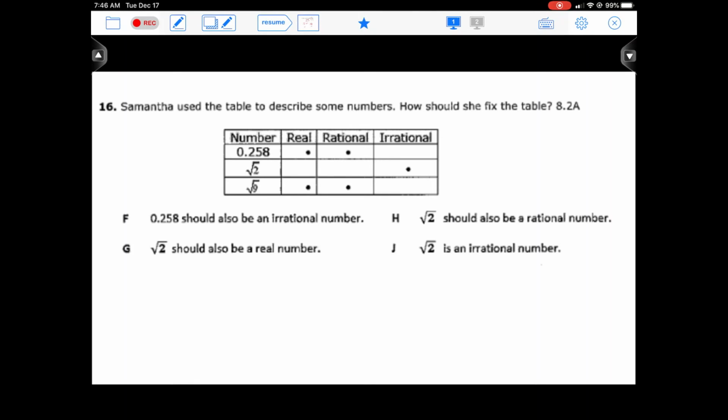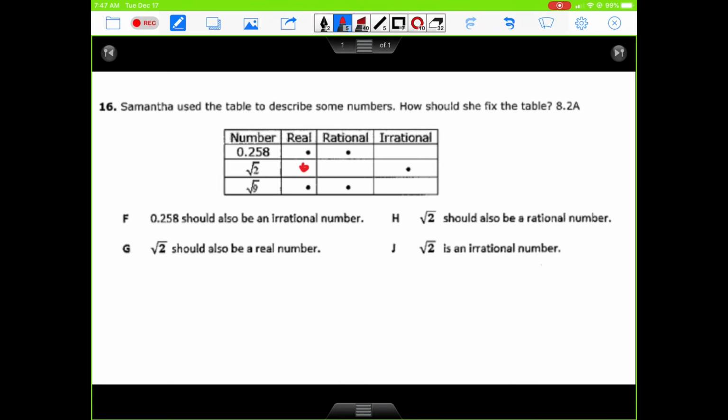The square root of 2 is irrational, but it's missing one. Remember that all of our numbers are real. So that's our answer there. It should be G. The square root of 2 should also be a real number. It's not a rational number, and it is an irrational number, so it's already there. And we said that 258 thousandths is a rational number, so that's also incorrect. So our correct answer is the square root of 2 should also be a real number.